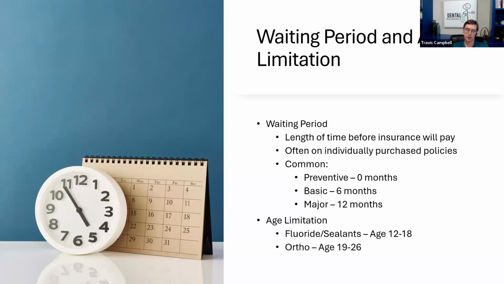Now, your age limitation works similar to a maximum, but not tied to a year. For instance, the most common age limitation range for fluoride and sealants, your big preventives, is somewhere between age 12 and 18. So if you have a 19-year-old patient with an 18-year-old age limitation, insurance will not pay for their fluoride and sealants as they did the prior year. Orthodontics is the same way. Their max age limitation is usually somewhere between 19 and 26. Now, there are some policies that pay for orthodontics with adults, but they're less common. So again, keep track of the age limitations. They help.